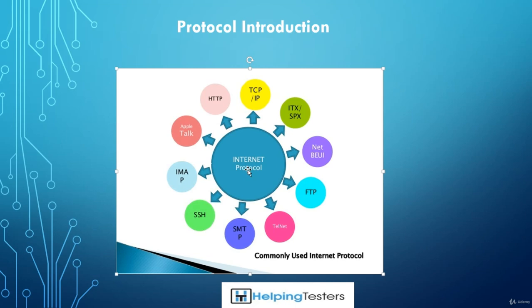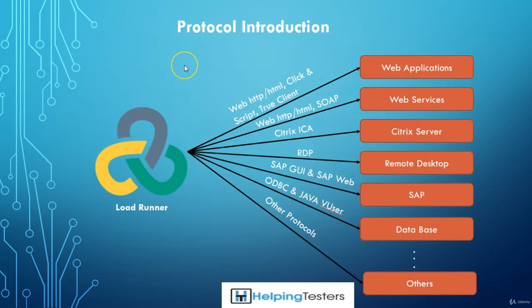So if you take a system which has internet, the protocol may be HTTP, it may be TCP, it may be FTP, it may be Telnet, it may be SSH, it may be SMTP, it may be IMAP, and it may be AppleTalk, and there are a number of protocols in our internet terminology. But if you look at the LoadRunner protocol terminology, it sounds different.